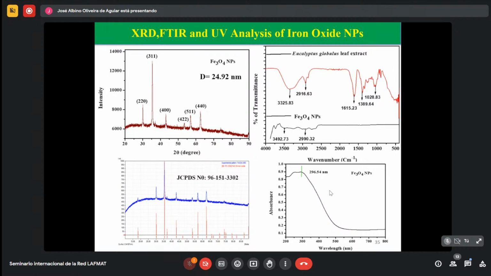This is the standard JCPDS card number. We confirmed whether it matches the iron oxide nanomaterial or not. This is the XRD spectra. These red lines are responsible for each peak, which matches with the standard iron oxide material. It is confirmed. Further, we confirmed by UV-visible analysis the formation of the nanomaterial. Each metal has a specific character, and that is 296 nanometers for the iron oxide nanomaterial. Next.